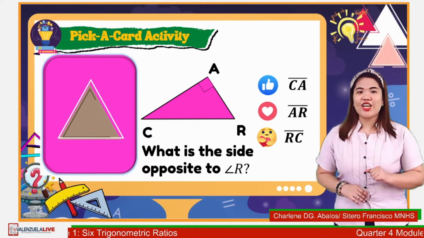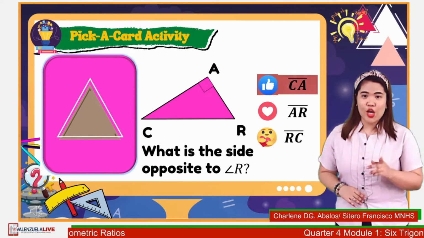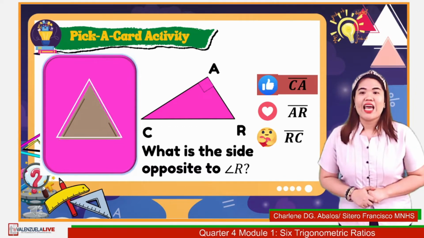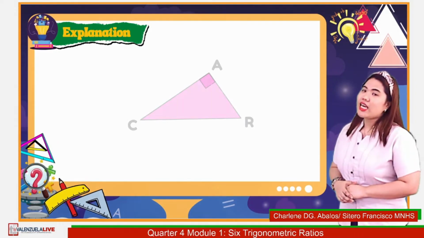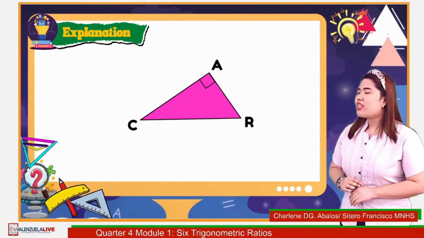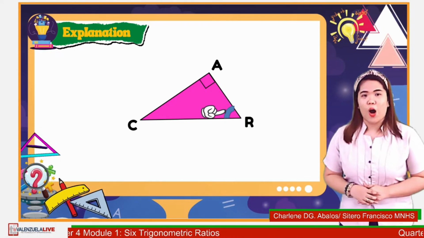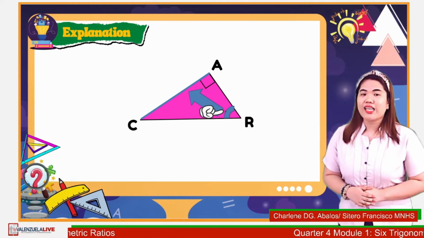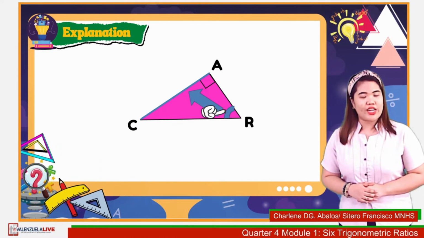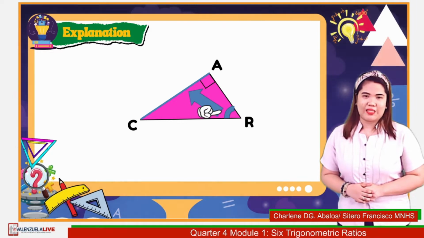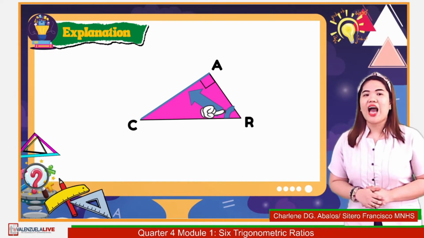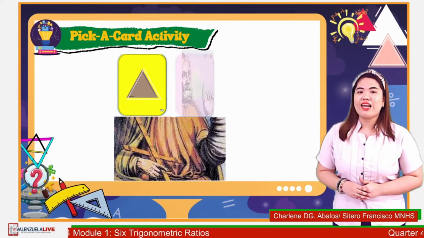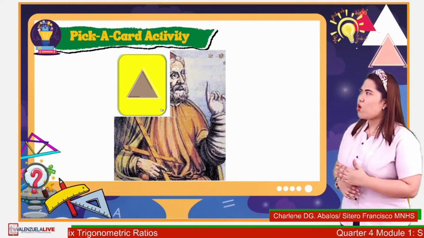Time is up. The answer is segment CA. So, if you click the like reaction, then you are correct. Given the triangle CAR, considering that this is our angle R, the side across the given angle is segment CA, which is considered as the opposite side. Here is the picture behind the card. And we still have one left. I hope you already know him.